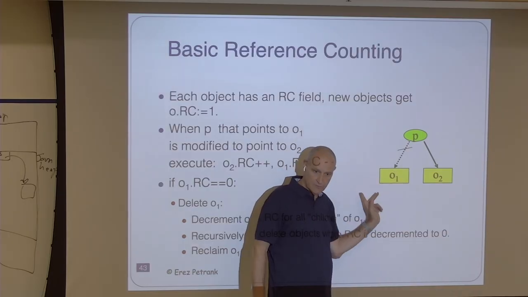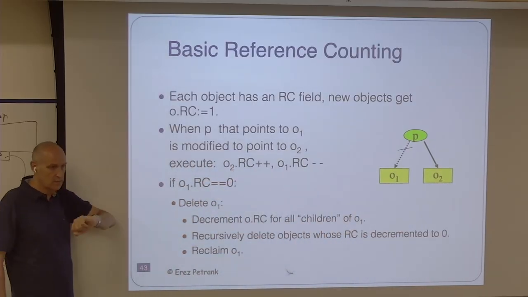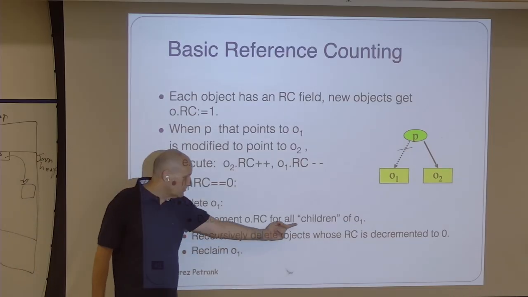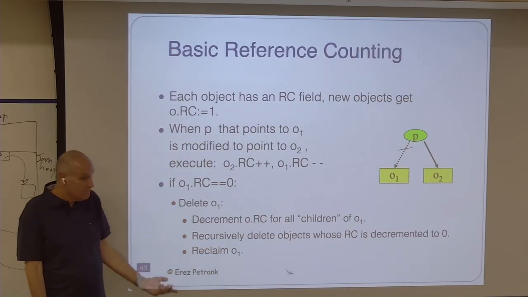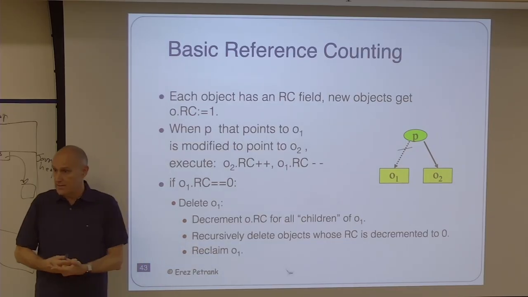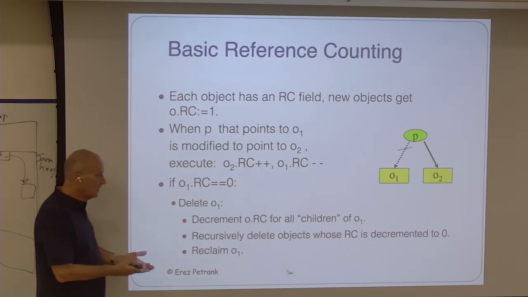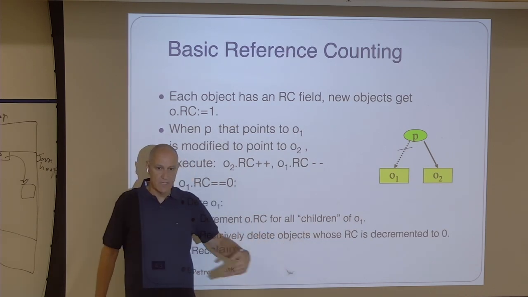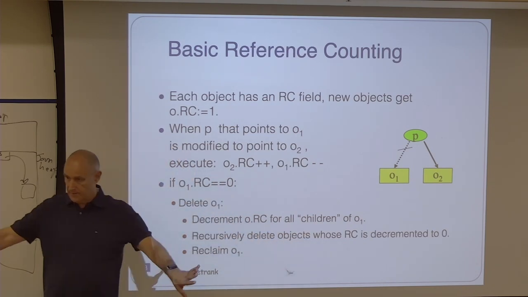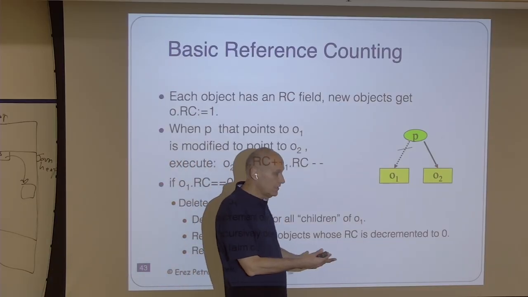If I delete it, I have to decrement the reference counts for all these objects because this is not going to be in the heap anymore. So I decrement the reference counts for all its children. When I do that, maybe more objects are becoming 0 reference count and reclaimable. So I recursively go over all the objects that become 0. I decrement their children's reference counts, and I delete them if needed.